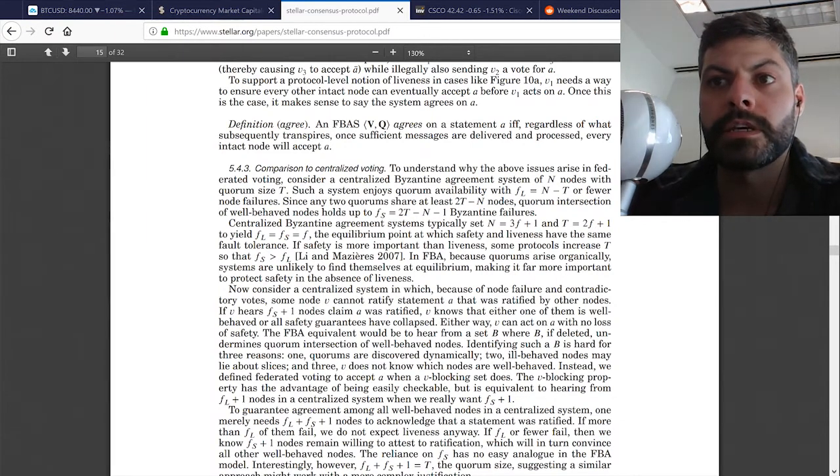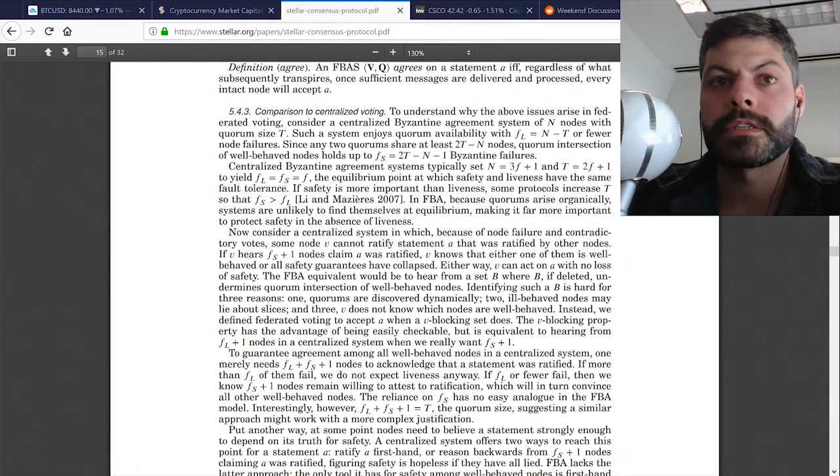Identifying such a B is hard for three reasons. 1. Quorums are discovered dynamically. 2. Ill-behaved nodes may lie about slices. And 3. V does not know which nodes are well behaved. Instead, we define federated voting to accept A when a V-blocking set does. The V-blocking property has the advantage of being easily checkable, but is equivalent to hearing from FL plus 1 nodes in a centralized system when we really want FS plus 1.